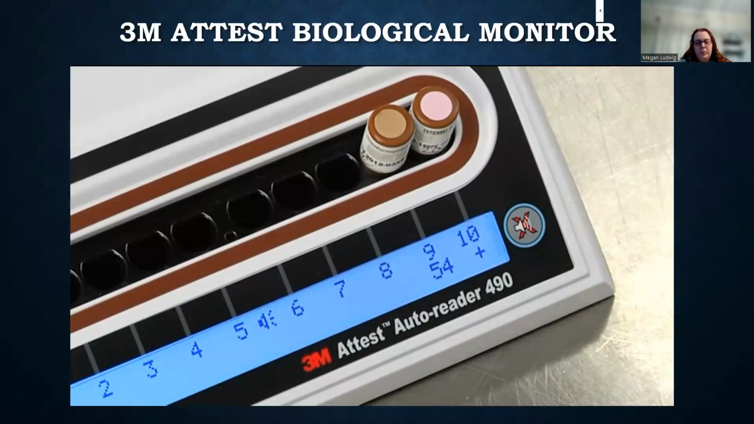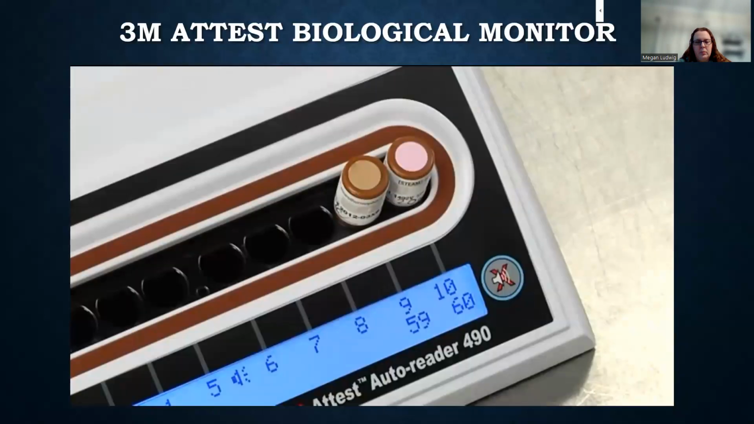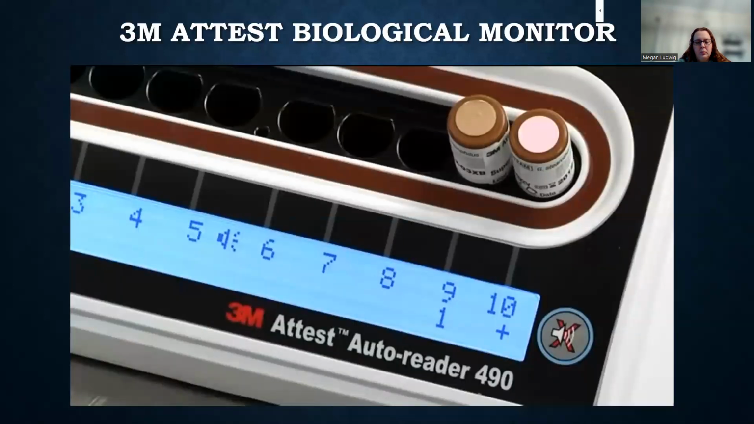When a processed BI returns a positive result, it indicates a failure in the steam sterilization process. A negative result, which indicates a successful sterilization process, will only appear at the end of the full incubation period. At the end of the 1-hour incubation time for 1492 VBIs, if a negative result is detected, you will see a minus sign on the LCD panel directly under the BI.